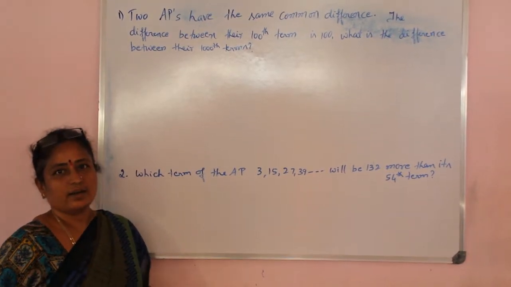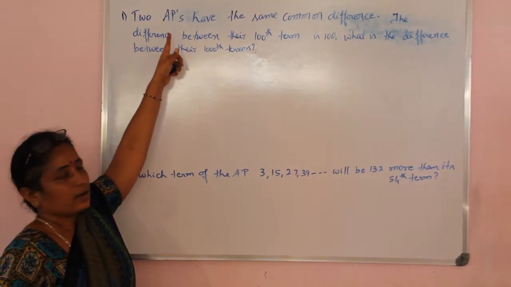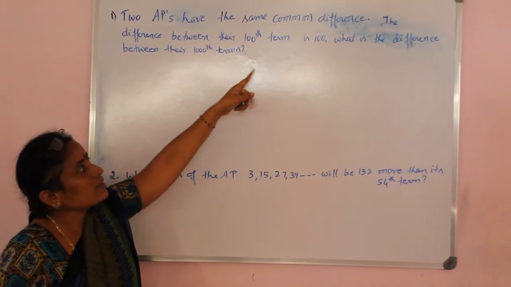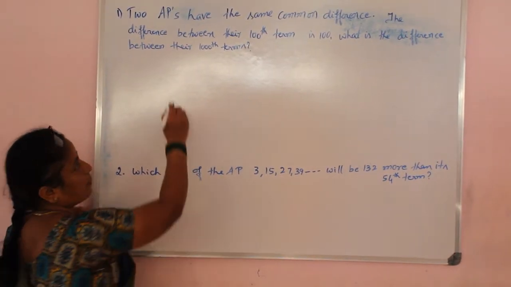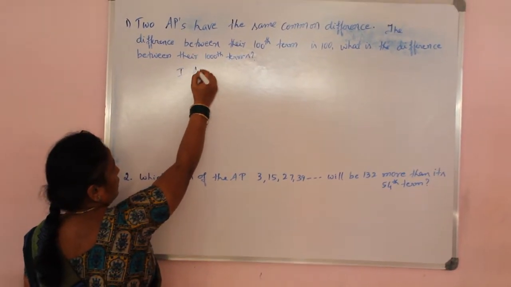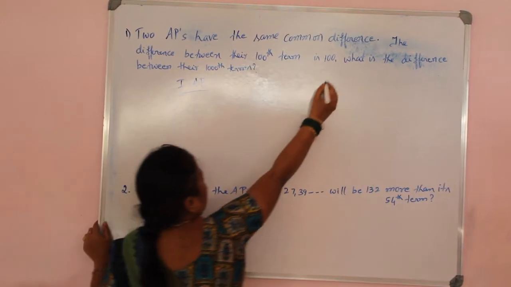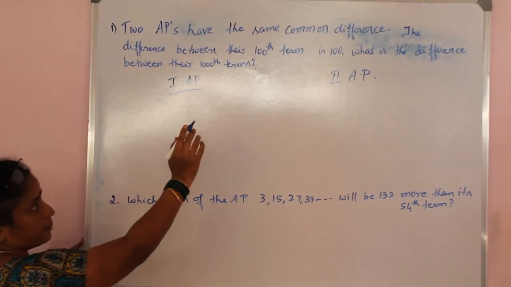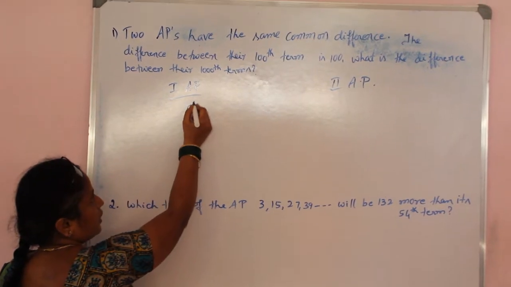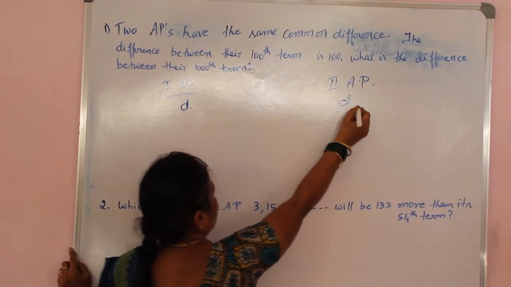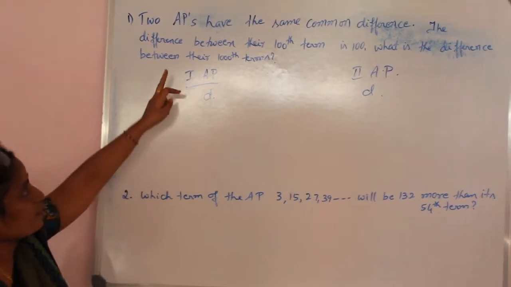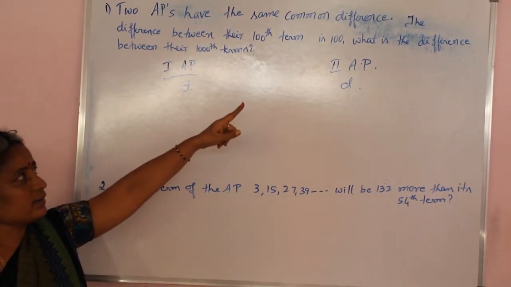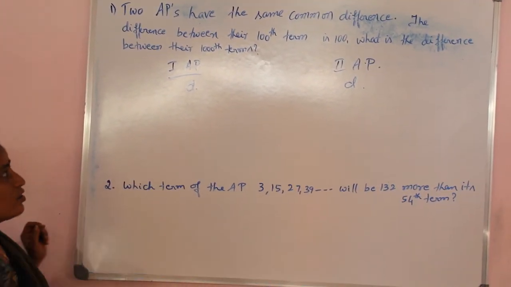Questions on arithmetic progression. Let us start with this question. Two APs have the same common difference. Two APs means we take the first AP here, then the second AP. Here also D, here also D. The difference between their 100th terms is 100.